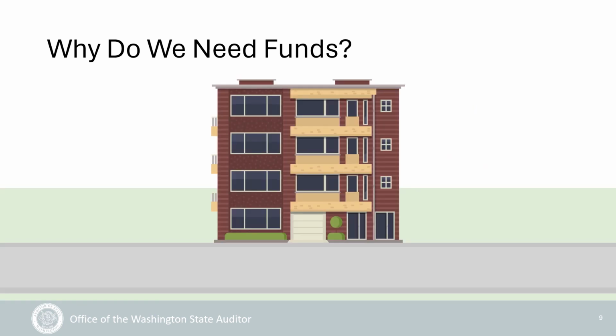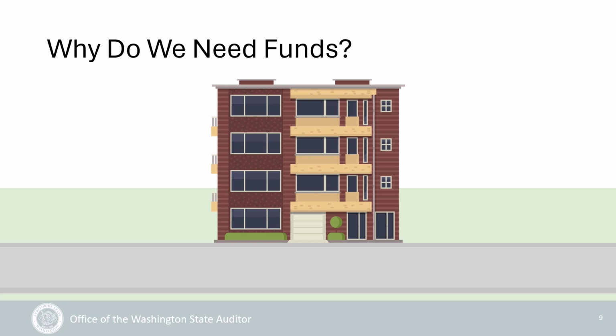What happens if we don't use funds? Imagine this apartment is our city. We view it just as one big entity. So all the revenues and expenses for all activities are commingled.